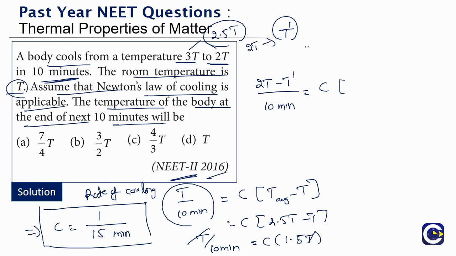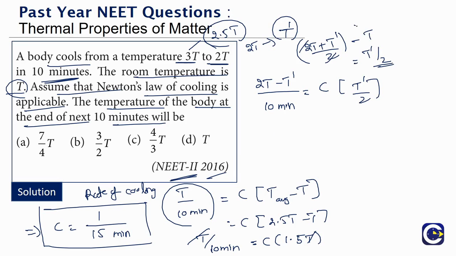The average temperature is 2T plus T dash by 2. This is the average temperature. Minus the temperature of surroundings, which is the same, right? It is not changing. So look at it, the 2 is cancelled, so it is T dash by 2. That is what we will have inside the bracket: the temperature difference, the average temperature value minus the temperature of surroundings.